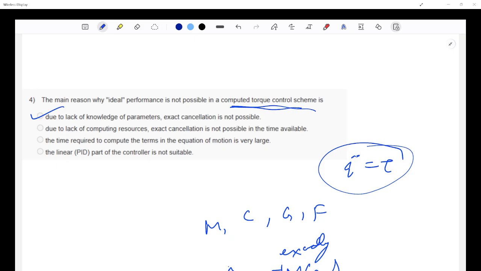The other option is due to lack of computing resources. No, modern processors are fast enough. This is not the main limitation. Even with infinite computation, model mismatch still exists. So this is not an issue.